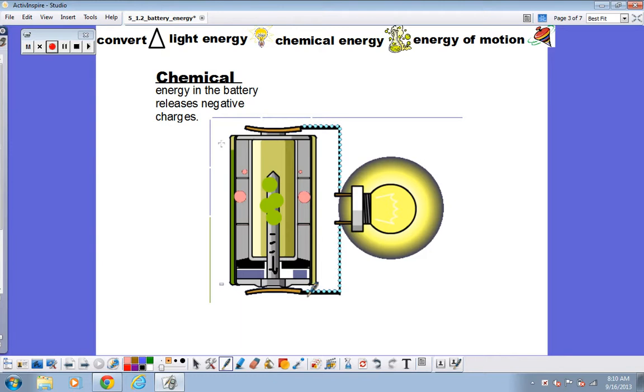And we saw last week that all these little things in the wire, these are the negative charges, and that is what is making this happen. So these guys, they actually come from the chemical energy inside of the battery.